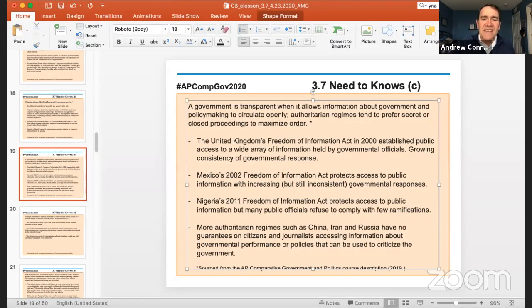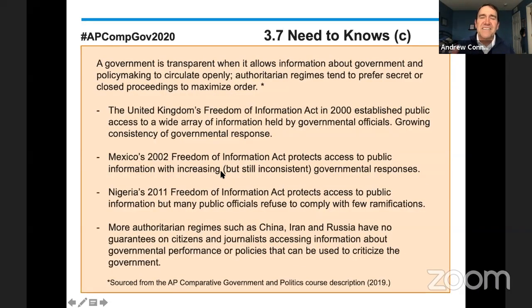So Mexico passed its Freedom of Information Act in 2002. Nigeria passed its in 2011. And both have examples where the governments have released information under these laws, but some inconsistency in two countries that have been democratizing and, in some cases, trying to strengthen democracy when it comes to the release of information. But still some notable inconsistencies when you read some current events about Mexico and Nigeria and the FOIA in those two countries.